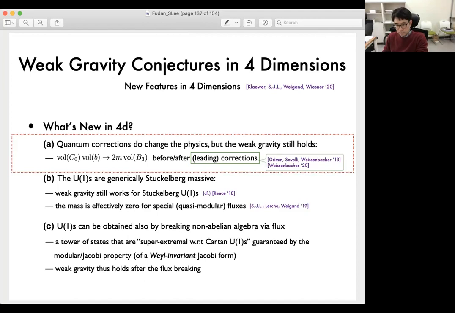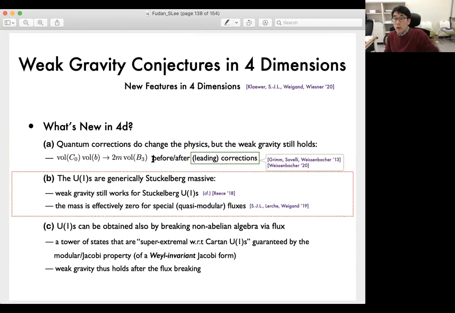For a similar reason to the 6D situation, what's required for weak gravity in 4D is this volume relation in the weak gauge coupling. And we have indeed confirmed this at the classical level in full generality, which is already a non-trivial result. But then what we have confirmed next is that this classical relation survives the corrections, which is an even more non-trivial fact.